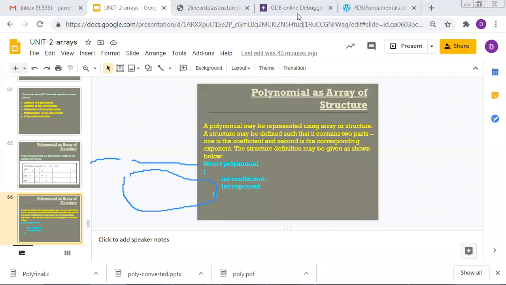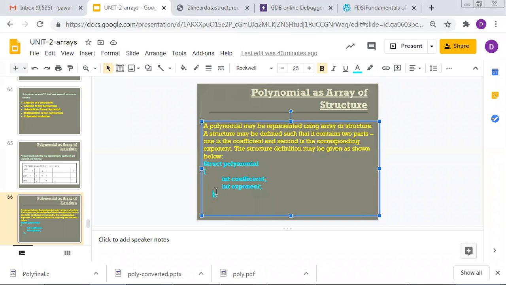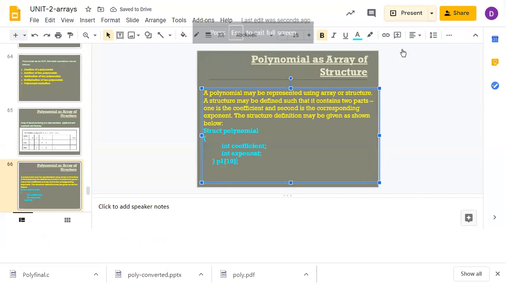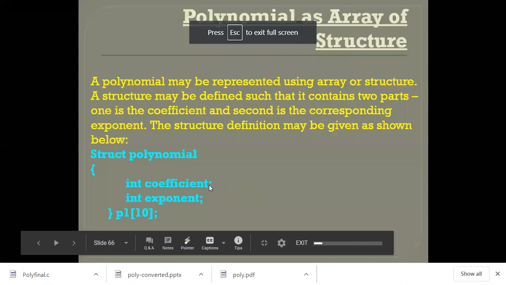OK, how we are going to create the instance here, that we need to concentrate. I'm creating one instance, just changing here. That is, if I want to store, what do I have to do? I said 10, I want 10 polynomial terms, so what will I have to do? P of 10, I'm just representing here, just concentrate here. Okay, just I am representing here p1 of 10.